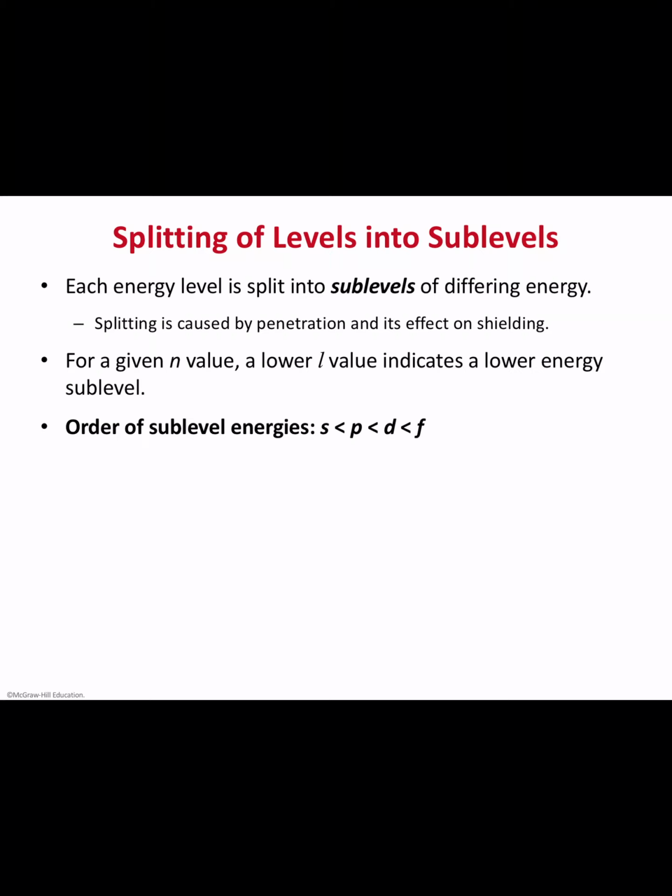Splitting of energy level into sublevels. Each energy level is split into sublevels of different energy. Splitting is caused by penetration and its effect on shielding. For a given principal quantum number n, a lower L value indicates a lower energy sublevel. So the order of sublevel energy is SPDF. L for s is 0, p is 1, d is 2, f is 3. So the lower L value indicates lower energy. S would be the lowest energy, and then the p, and then the d, and then the f.